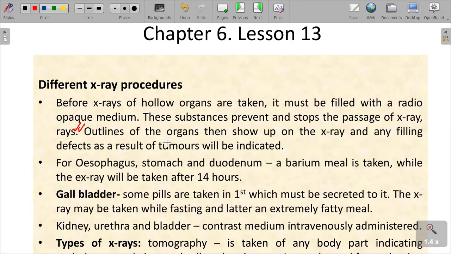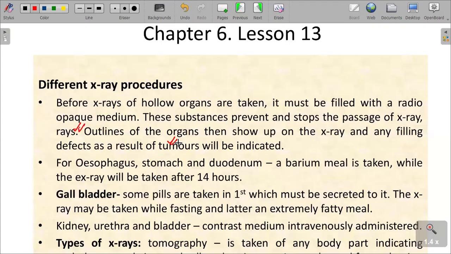So what we are saying is that X-rays of hollow organs need a radio-opaque medium, which can also be used to show filling defects and to identify tumors that may be growing.